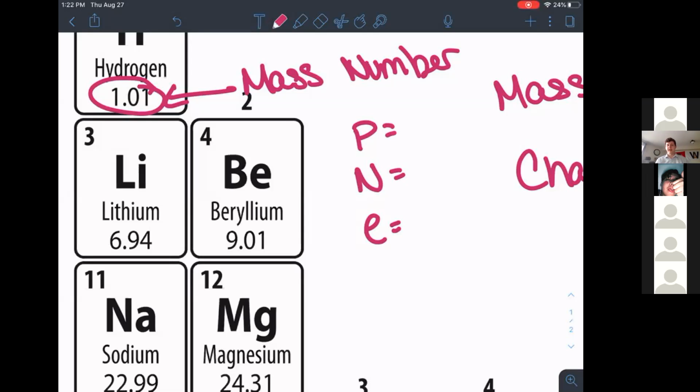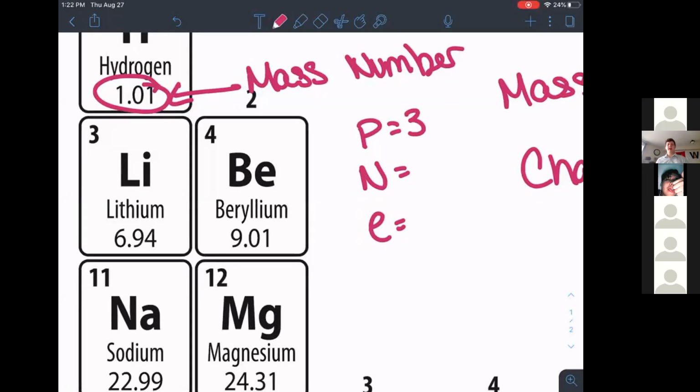All right, can anybody tell me how many protons we have? 3. Perfect. 3 protons. How many neutrons? 4. All right, and how many electrons? 3. Perfect. Does everybody see where we got that 4 from for our neutrons?